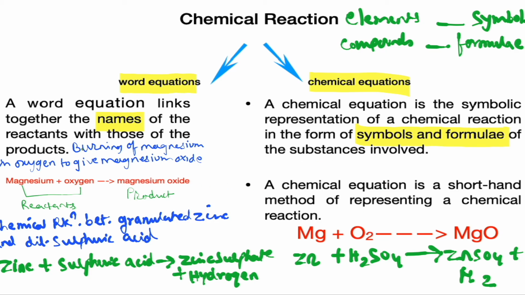So here, for this descriptive sentence, burning of magnesium in oxygen to give magnesium oxide, the chemical equation is written in the form of symbols and formulae as Mg plus O2 gives MgO, and for this word equation, the symbols and formulae in the form of chemical equation is written as Zn plus H2SO4 gives ZnSO4 plus H2. So, a chemical equation is a shorthand method of representing a chemical reaction.